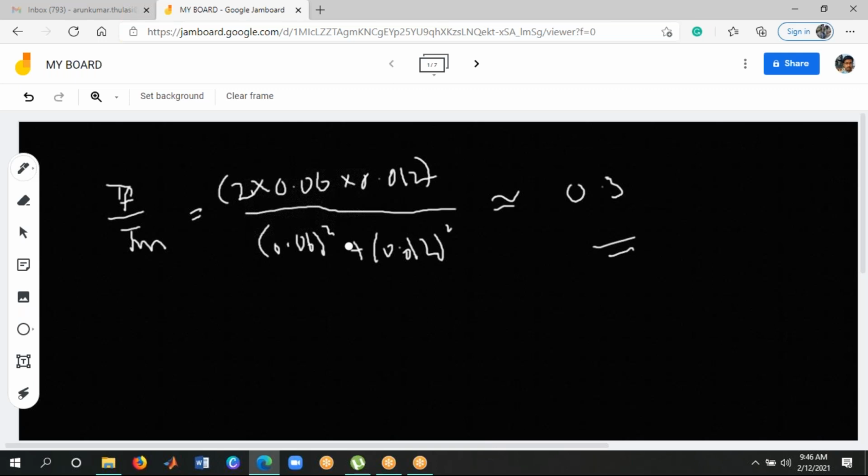Right. In the material, one more problem is there. Just practice on that. We have only two topics remaining in the fourth unit: one is losses, and the second one is torque slip characteristics.